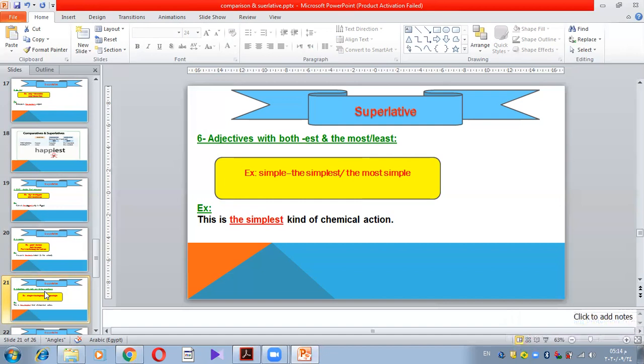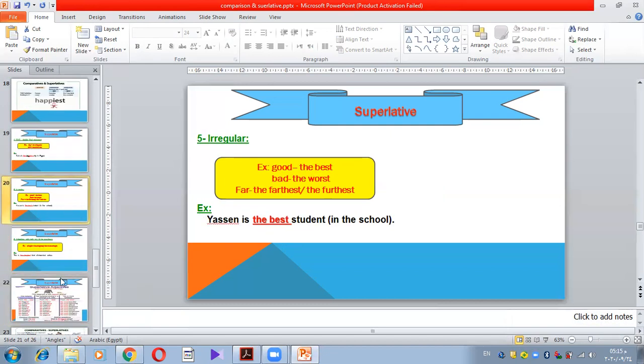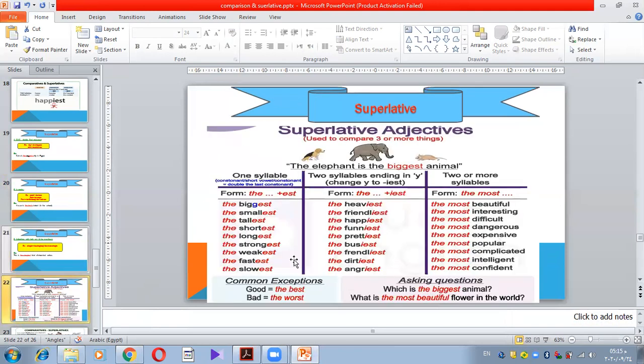Rule number 6, adjectives with both. They can take est or the most or the least. Simple, the simplest or the most simple. Both are correct. This is the simplest kind of chemical action. The simplest kind of chemical action. I compare it to any other chemical action. You can say the most simple as well. It's going to be correct.